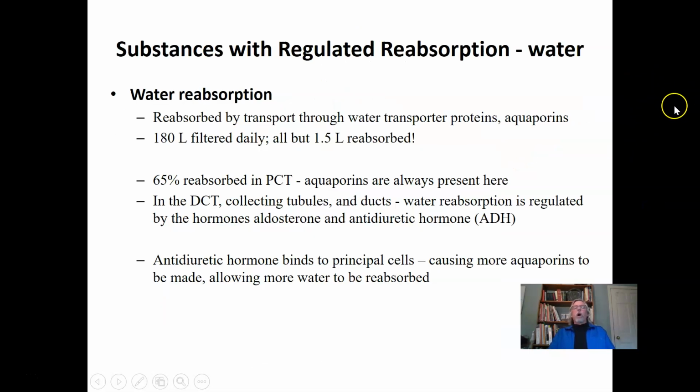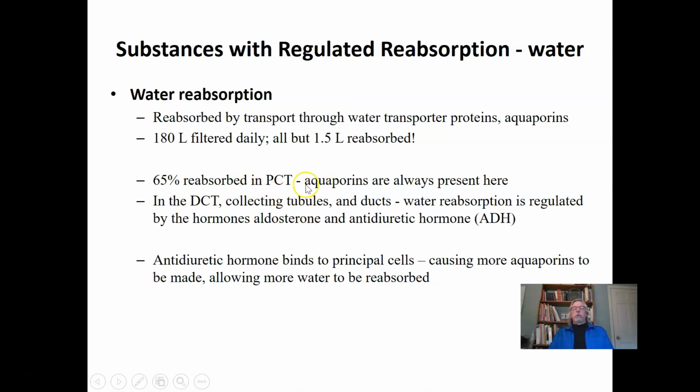Let's look at the example of water reabsorption. So water is the most abundant substance that is filtered into the filtrate. What's in the filtrate is mostly water and dissolved solutes. So about 180 liters total filtered per day, and all but about 1.5 liters is reabsorbed. We make about 1.5 liters of urine. And the majority, about 2/3 of the total volume of water that passes into the filtrate is reabsorbed in the proximal convoluted tubule. How?